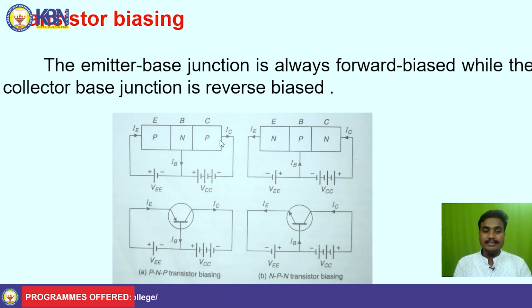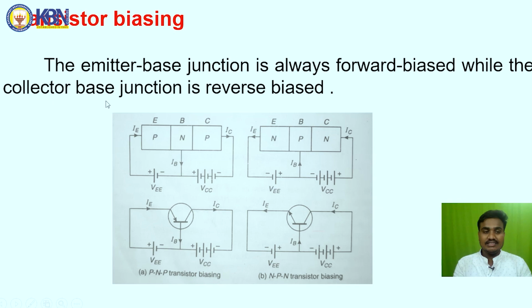Similarly, the collector base junction is reverse biased. You can see that the collector P is connected to the negative terminal and N is connected to the positive terminal. If you take an NPN transistor also, it is the same: the emitter base junction is forward biased whereas the collector base junction is reverse biased.